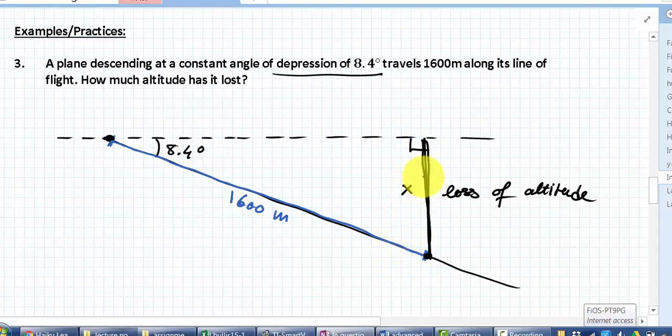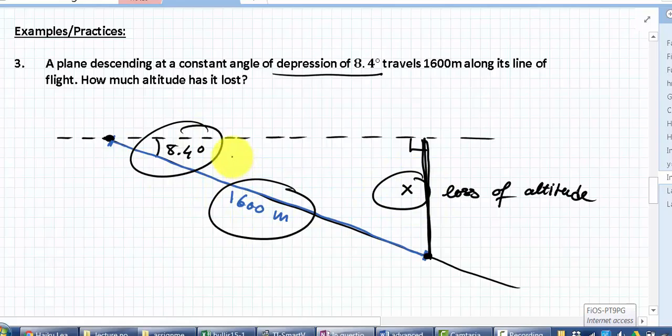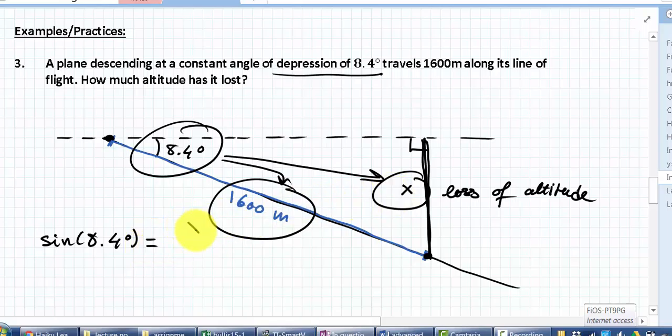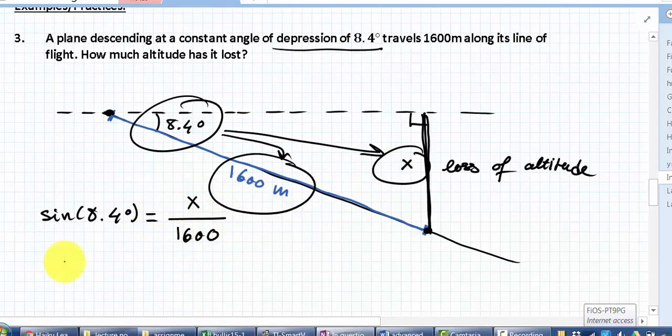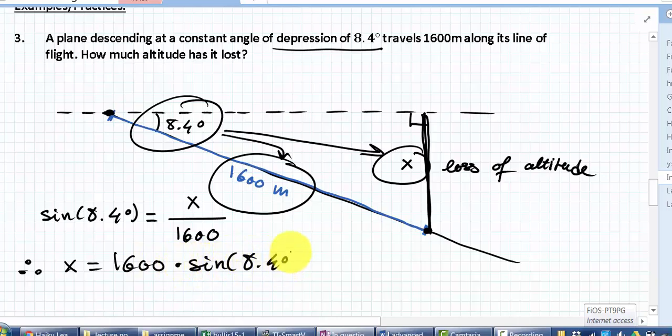Now, what function are you going to use that involves this angle, this side, and this side? Well, this is the opposite and the hypotenuse, so it is the sine, okay? So you write sine of 8.4 degrees equals x over 600. Therefore, you have x equals 600 times sine of 8.4 degrees. Of course, I multiply both sides of this equation by 600 to get rid of my denominator on this side.